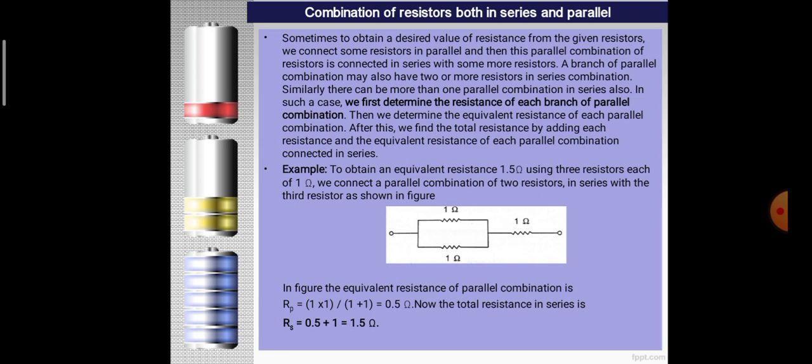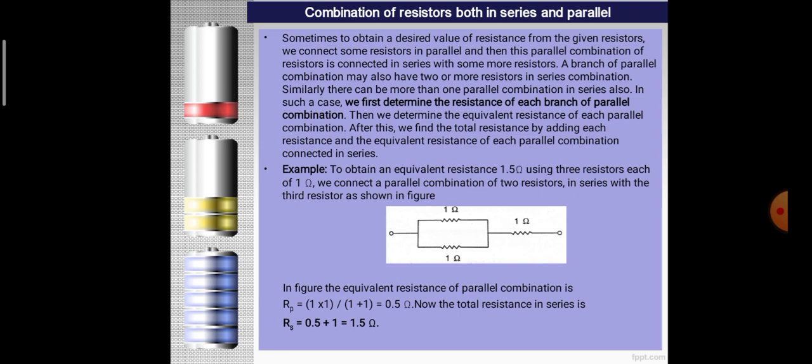In such a case, we first determine the resistance of each branch of parallel combination. Then we determine the equivalent resistance of each parallel combination. After this, we find the total resistance by adding each resistance and the equivalent resistance of each parallel combination connected in series. With an example, you will understand.